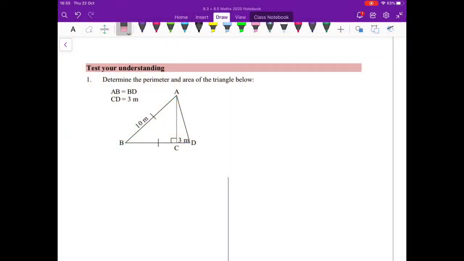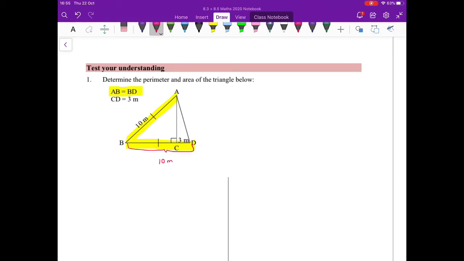Let's go through the test your understanding. Determine the perimeter and area of this triangle. We've been given this information that AB equals BD. You can see that it's on the diagram, it's already been labeled. But just to make sure you are not looking at BC equal to AB, that will give you 10 meters. So this is 10 meters.